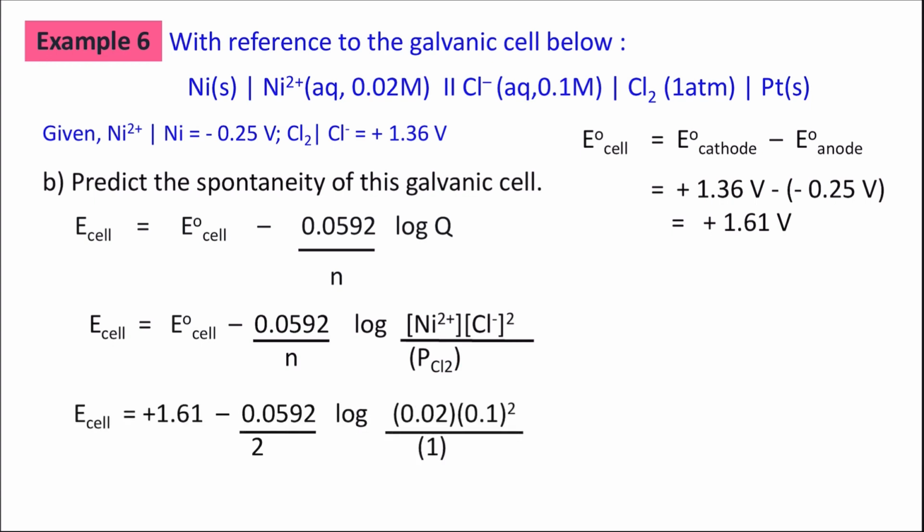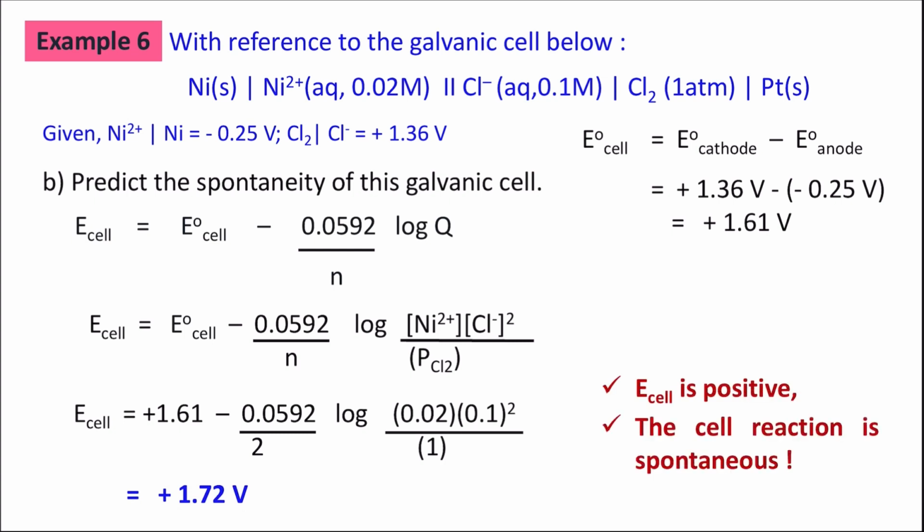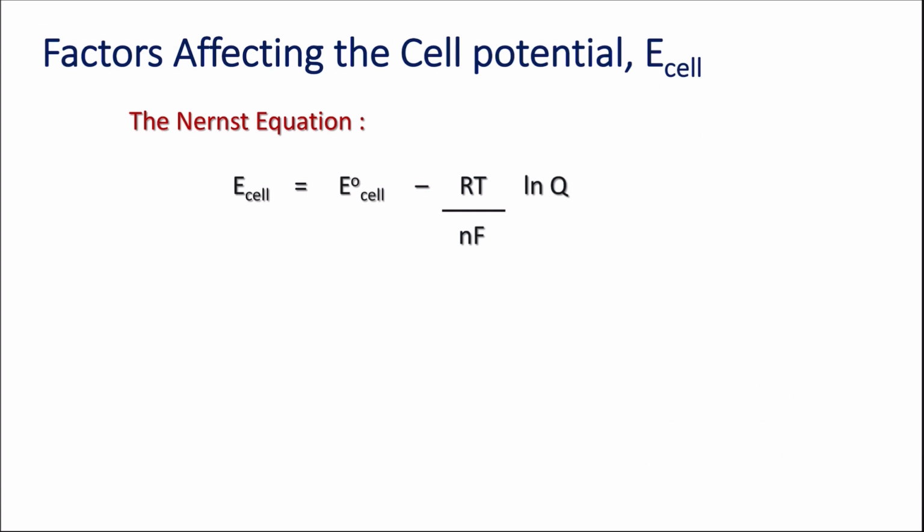All of those values awak akan dapat positive 1.72 volt. So di sini kita nampak E cell value adalah positive. So the cell reaction is spontaneous. Very easy. So make sure you put the final conclusion at the end of your answer. And last part for this video, we are going to talk about factor affecting the cell potential ataupun E cell.